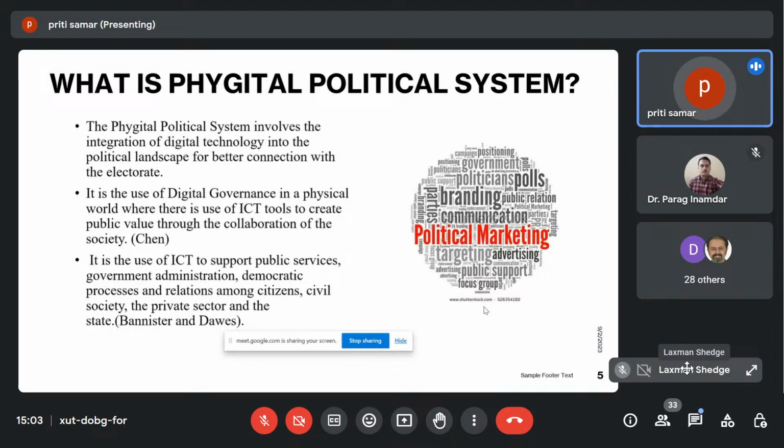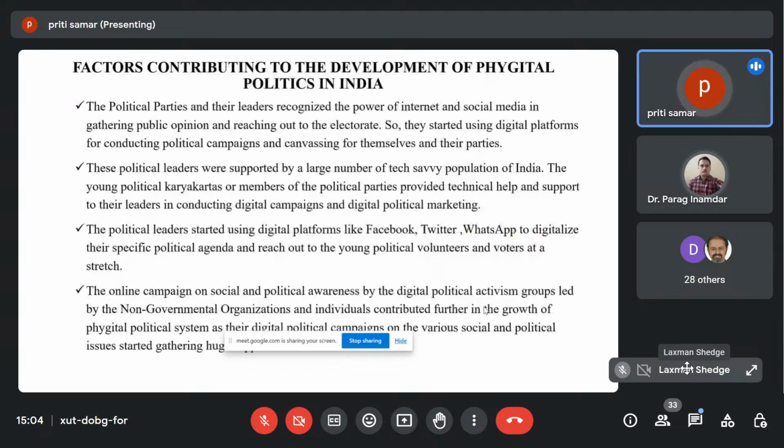The digital political system involves the integration of digital technology into the political landscape for better connection with the electorate, the voters. It is the use of digital governance in a physical world where there is use of ICT tools to create public value through the collaboration of society, as said by Chen. And according to Bannister and Davis, it is the use of ICT to support public services, the government administration, democratic processes, and relations among citizens, civil society, the private sector, as well as the state.